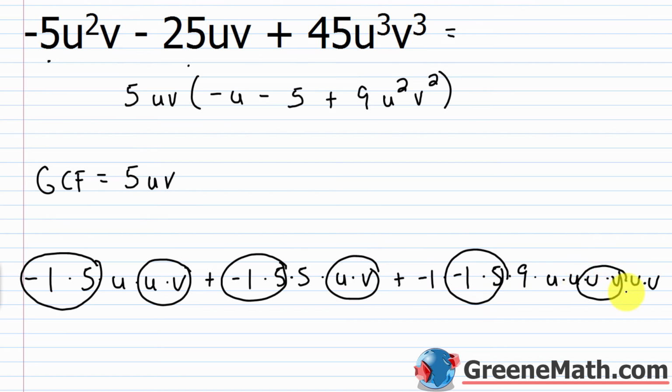So if you think about it here, what would be left? Right? If I pulled out the negative of the GCF. Well, if I pulled out a negative 5uv, what's left in this case, I would have a u only. And then here I would have a plus 5. Then here I would have a negative 9u squared v squared. Okay? So using this little trick, I can do it the other way. And you can see that all I did was change the sign of everything. Instead of this being negative, it's positive. Instead of this being negative, it's positive. Instead of this being positive, it's negative.